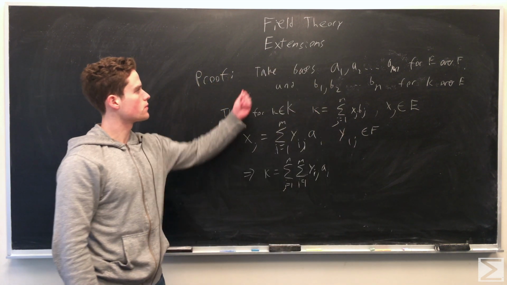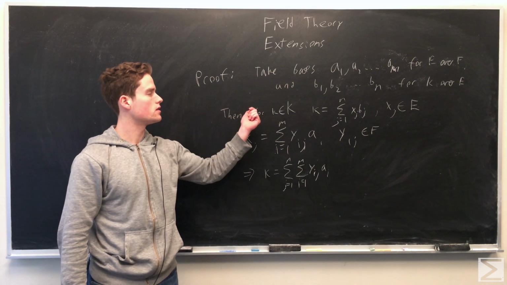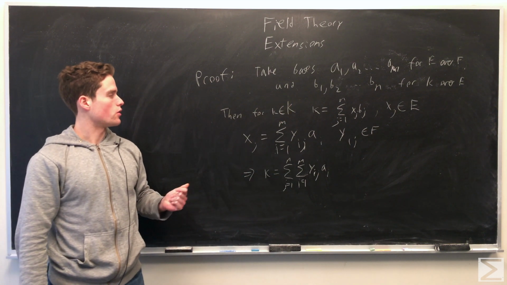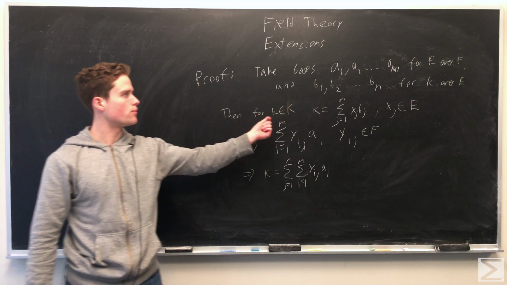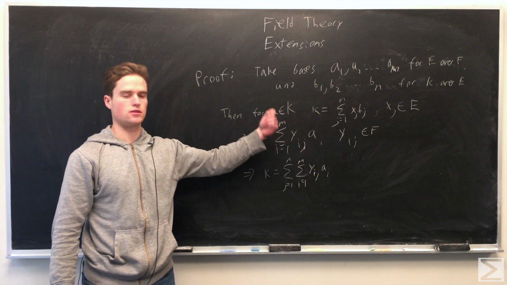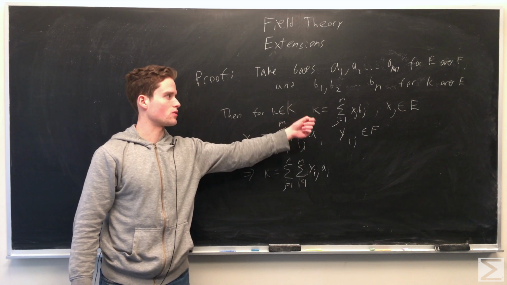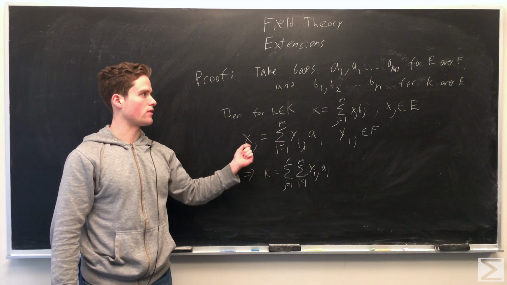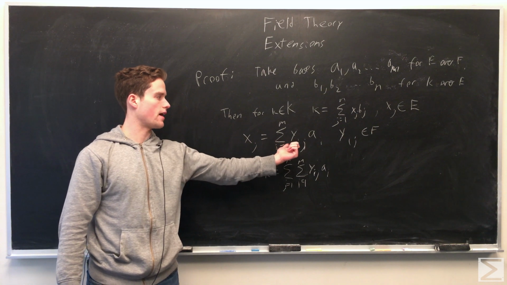So we're going to take some basis a1 to am for E over F, and some basis b1 to bn for K over E. So any element k in our field K, we can represent as some sum with elements xj in E and the basis elements bj, since K is a finite dimensional vector space over E. And same thing for any element xj in E. E is a finite dimensional vector space over F, so we can represent that with the ai's times some elements in F.